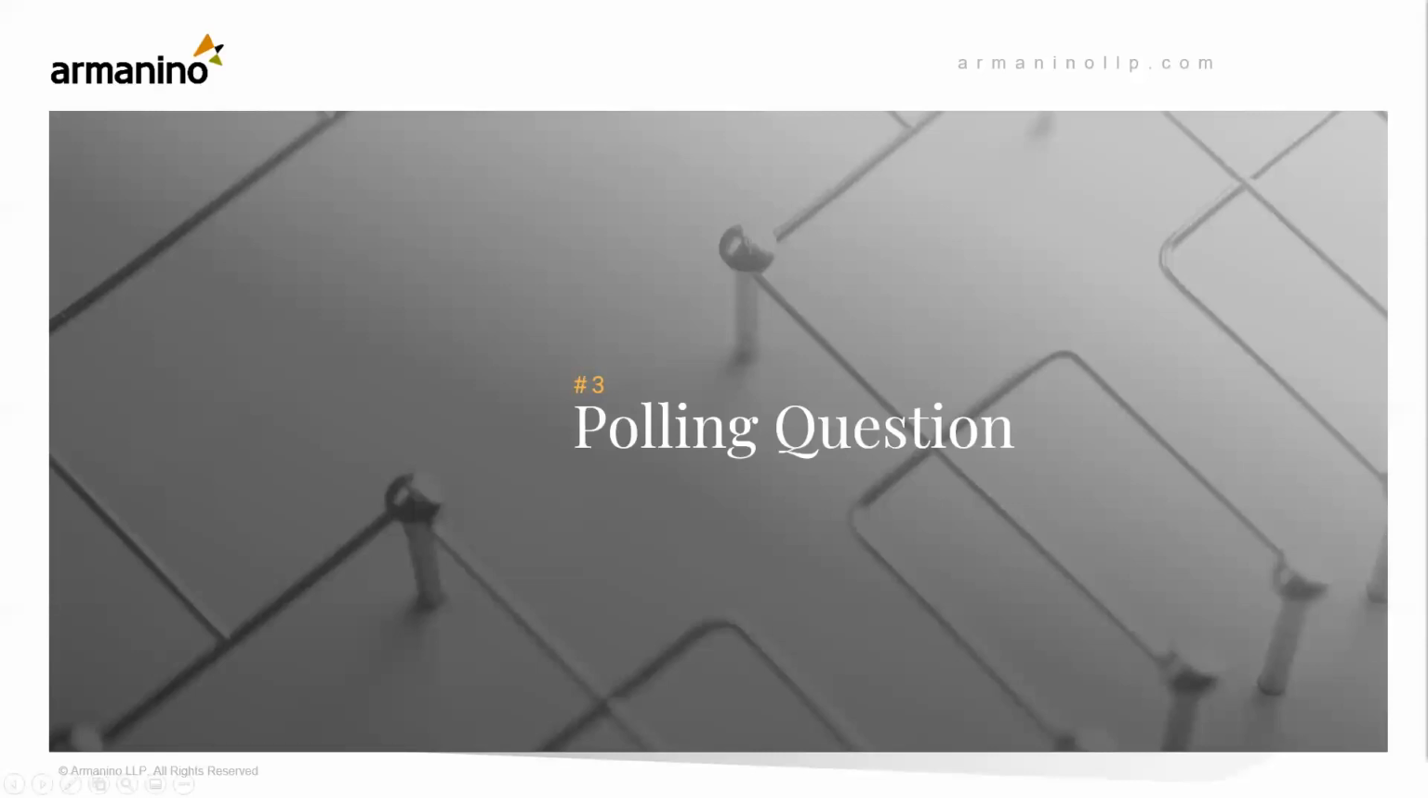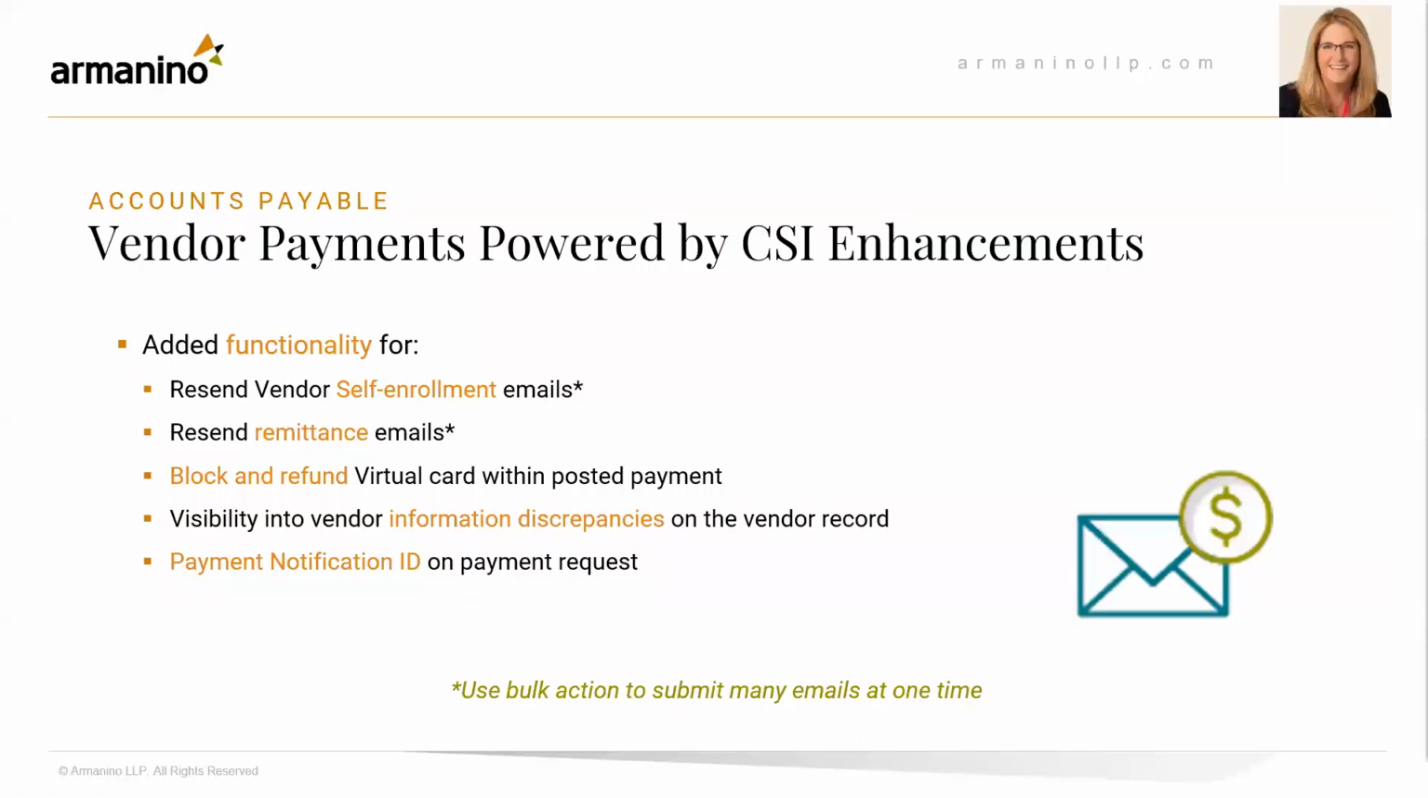All right. So the answer is they have added discrepancies to the vendor information tab. So this release, they've made a lot of improvements to CSI. If you're using CSI, they've added functionality for resending vendor self-enrollment emails and resending remit emails, and note that you can use bulk action to submit many emails at one time. You can now block and refund a virtual card within the posted payment. There's visibility into information discrepancies, as the question asked, and the payment notification ID is now passed on the payment request.